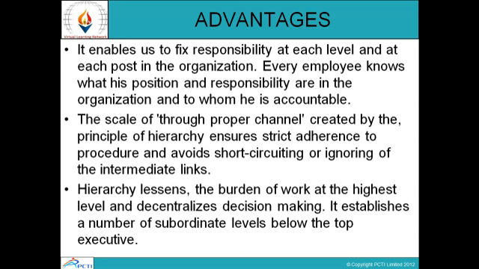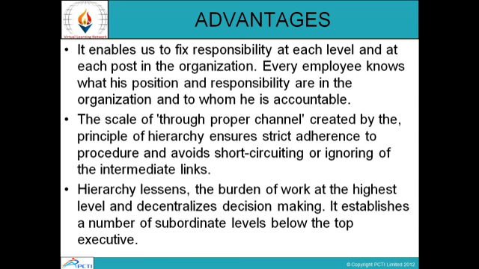It is always there to have a proper channel of communication, which we already studied in the basic features. It is defined that shortcuts are related to ignoring that, and so we bring out those considerations. Hierarchy lessens the burden of work at the highest level, decentralizes decision making, and establishes a number of subordinate levels below the top executive. This is considered the most important part in bringing out decentralization: performing decentralized work, performing decentralized activity.